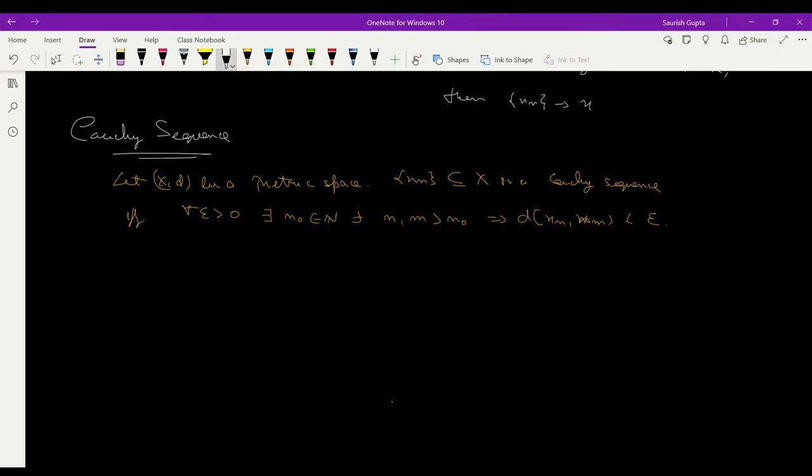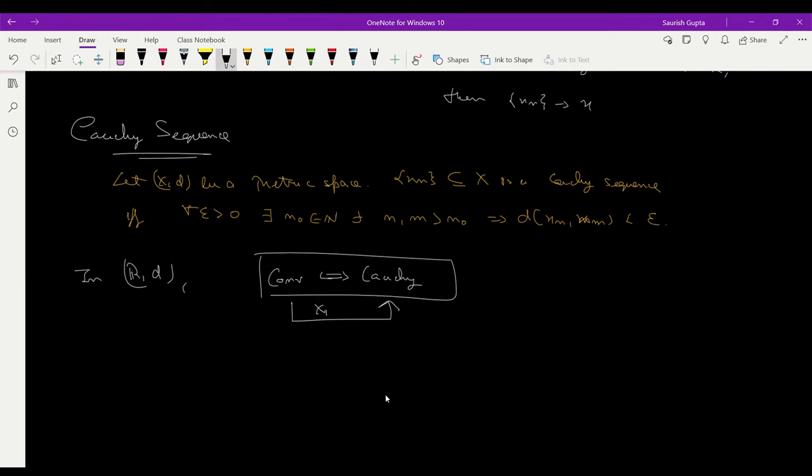Now, in real metric space, with respect to the usual metric, convergence and Cauchy were biconditional statements, right? If a sequence is convergent, it's a Cauchy sequence. If a sequence is Cauchy, it's a convergent sequence. But in case of a general metric space, it does not happen. In a general metric space (X, d), every convergent sequence is a Cauchy sequence indeed, but every Cauchy sequence might not be a converging sequence.